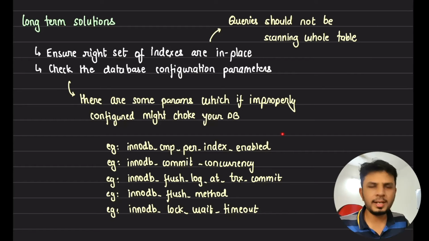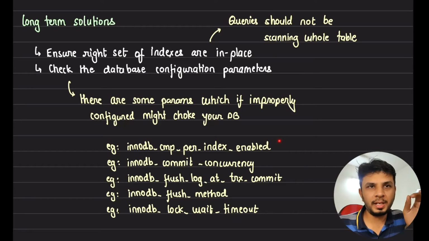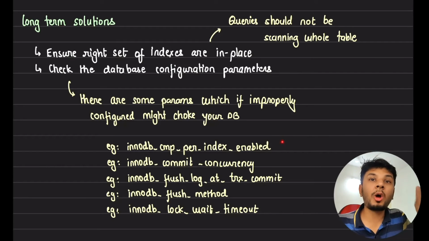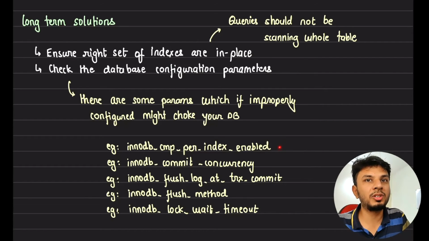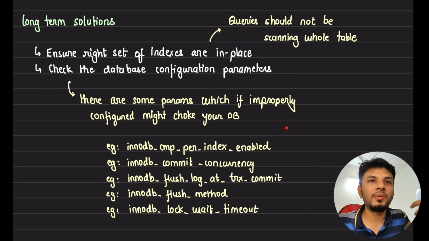I'll talk about a few of them here. I've listed 5 that I've seen in my personal experience, the ones where, when I changed them, my database performance shot up. The first one is InnoDB compression per index enabled. This is for the MySQL storage engine InnoDB. By default it's true, I'm not sure, I forgot about it, but you need to check if you really need compression on the index, what happens if it is compressed, what happens if it is not compressed, and see if you want to tune that parameter.